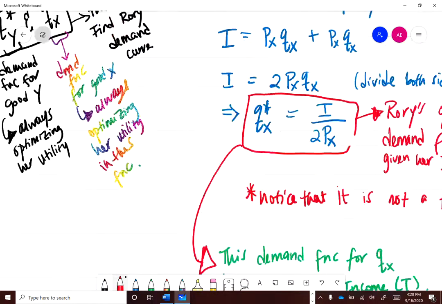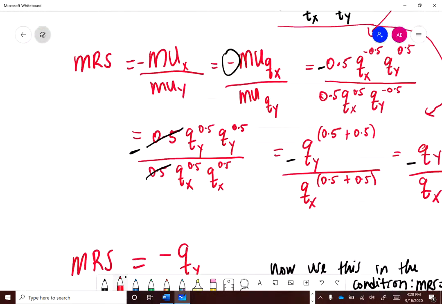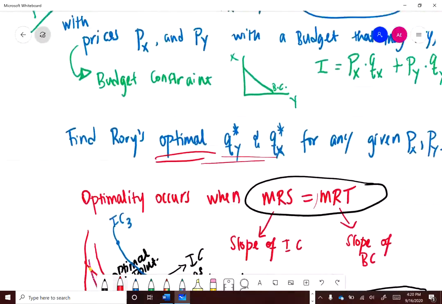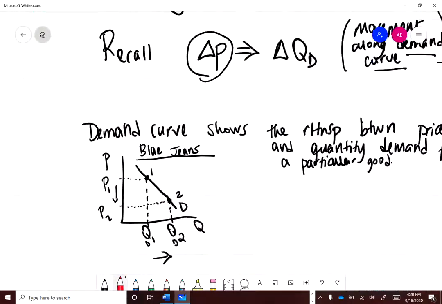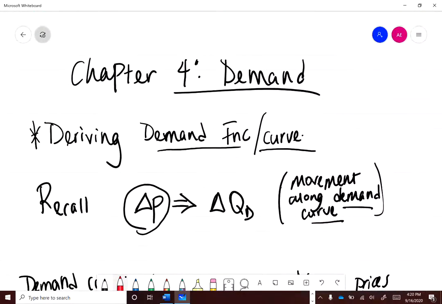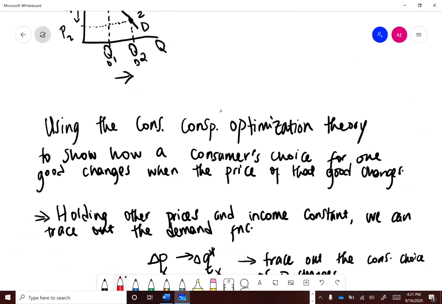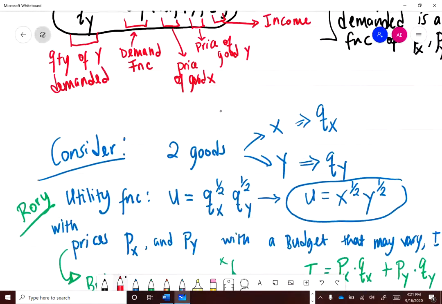Welcome back. All right, so in this video, we are going to give an example for deriving demand function. Now, in the last video, we actually went ahead and derived the demand function for Rory, and we went through the whole process. We talked about what these numbers mean.